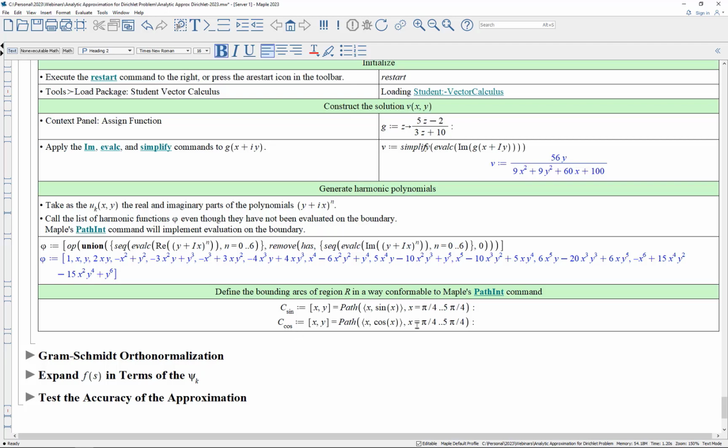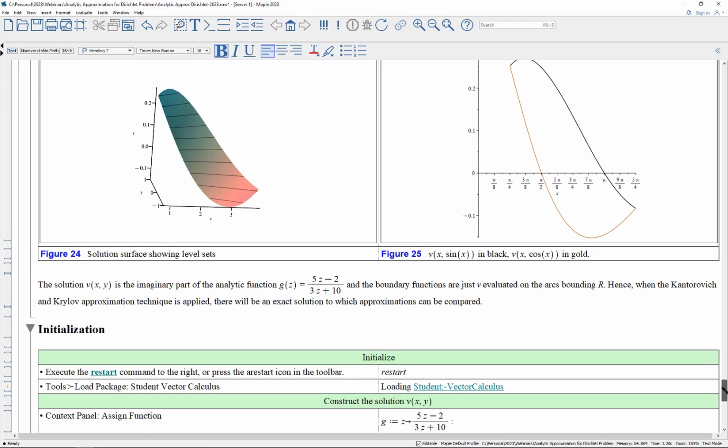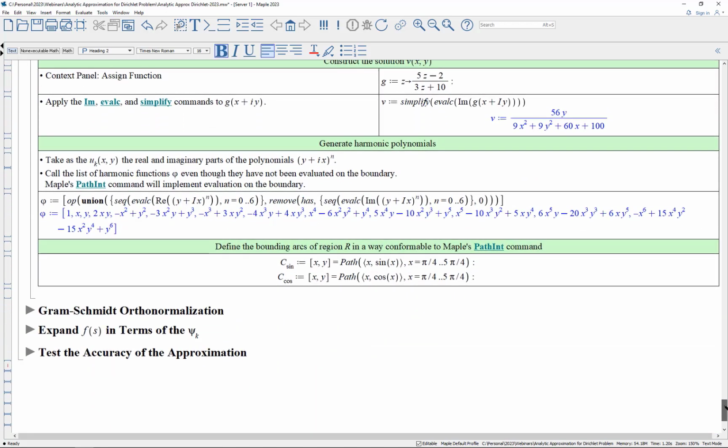And here's a quirk that I ran across. You would think that you would go, and let's look at the picture again, you would go pi upon 4 to 5 pi upon 4, and then 5 pi upon 4 back to pi upon 4. Well, when I tried that, things didn't work properly. Each arc had to be defined from pi upon 4 to 5 pi upon 4, and that surprised me.